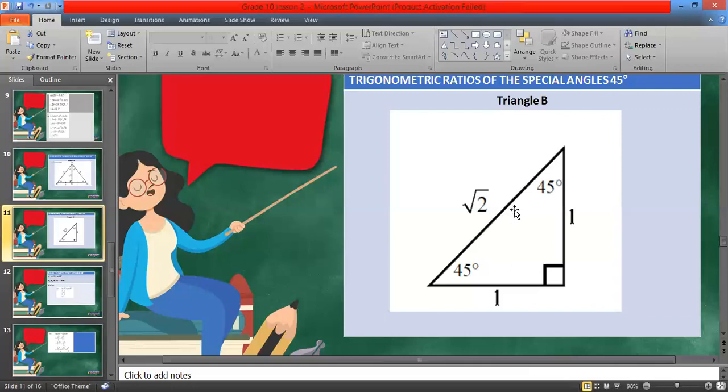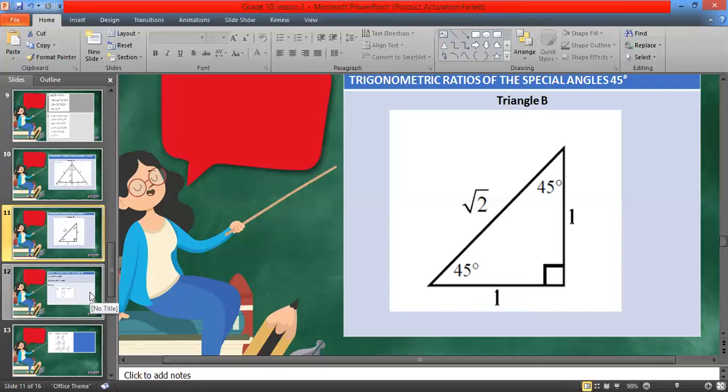Right, so if you need to find tan 45, tan 45 will be what? Tan is opposite over adjacent. Opposite is 1, adjacent is 1. So tan 45 is 1 over 1, which is equal to 1. Okay, so that's tan 45.